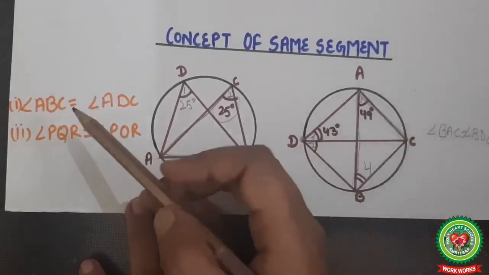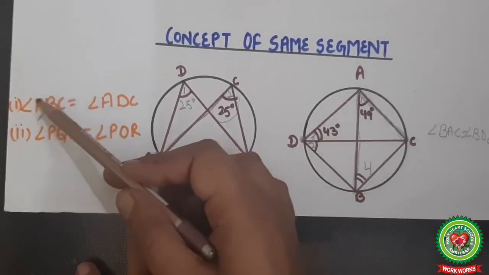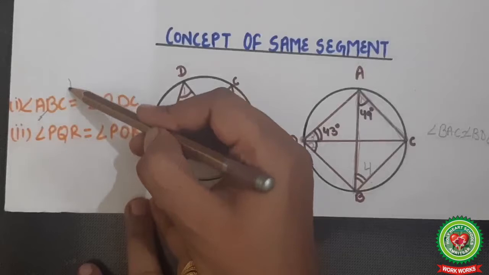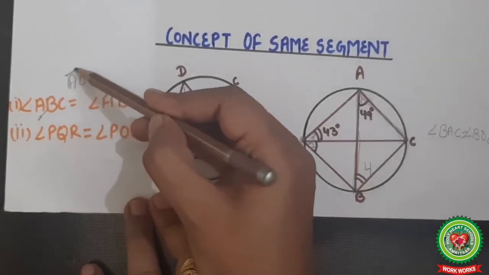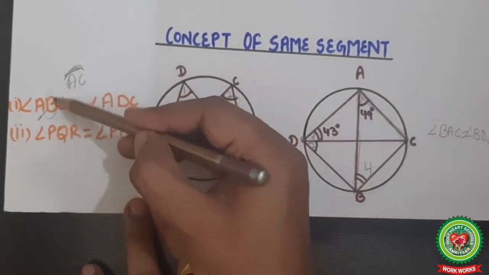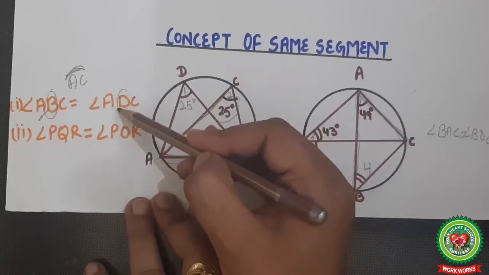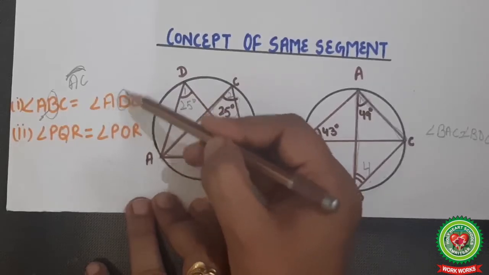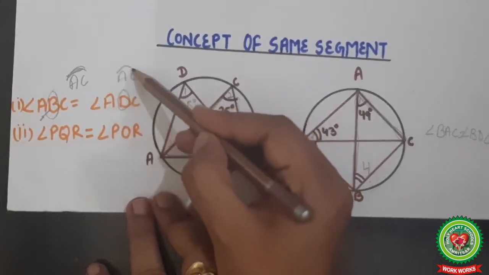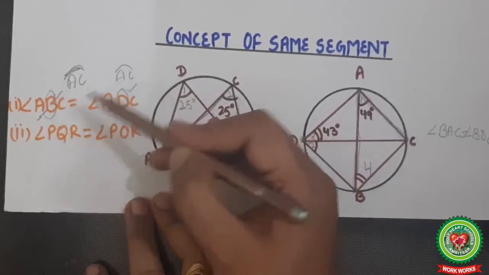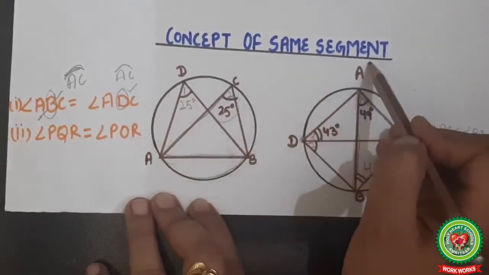Here also I have written, if this is the side AC or the arc AC, so angle B will be equal to angle D. If angle D is also made by the same arc, then these both angles will be equal by the property of same segment.